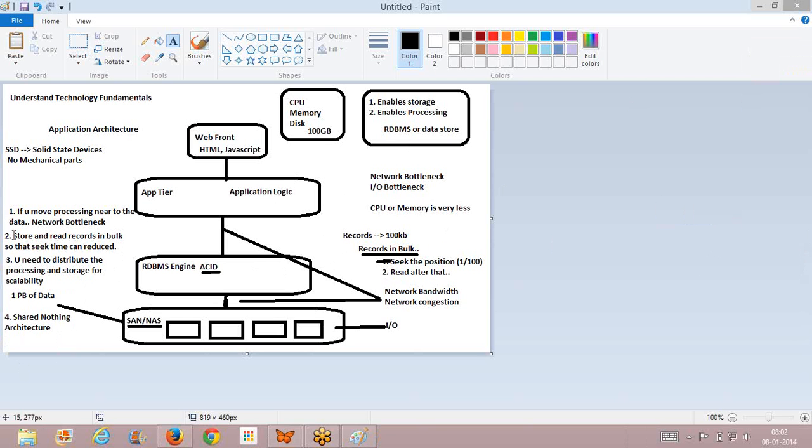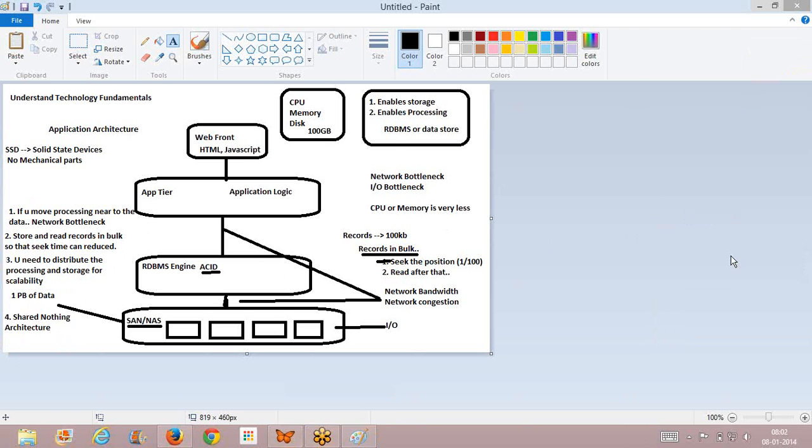We should also look at storing and reading data in bulk, if your requirement is for bulk data load and read, which is typically the case in big data. So that is the reason all these four fundamentals are being used.